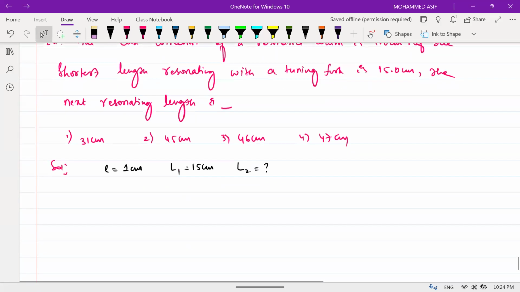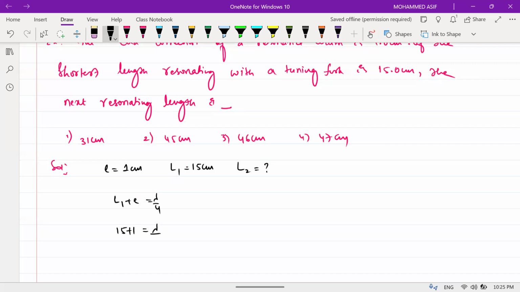If I know the formula, L1 plus end correction is equal to lambda by 4, isn't it? Now the L1 value is how much? 15 plus 1 is equal to lambda divided by 4. So 16 is equal to lambda divided by 4. Now I need the value of L2. So L2 plus end correction is how much? 3 lambda divided by 4. So L2 plus end correction, that is 1, is equal to 3 lambda by 4.